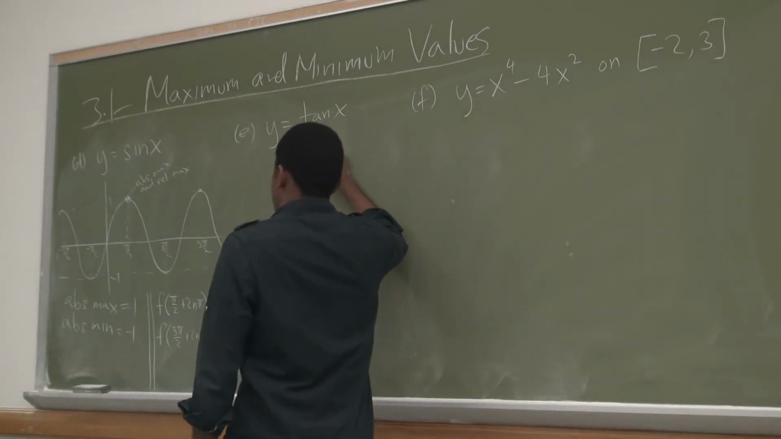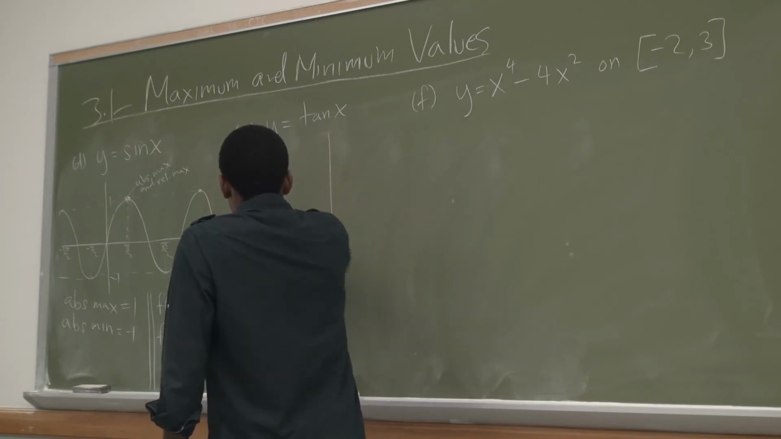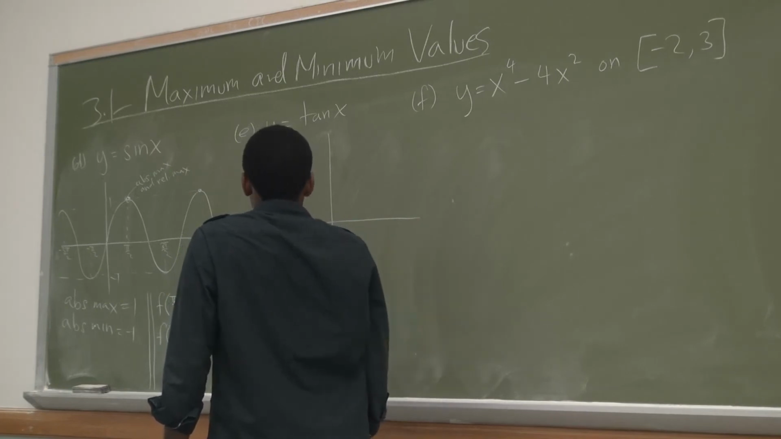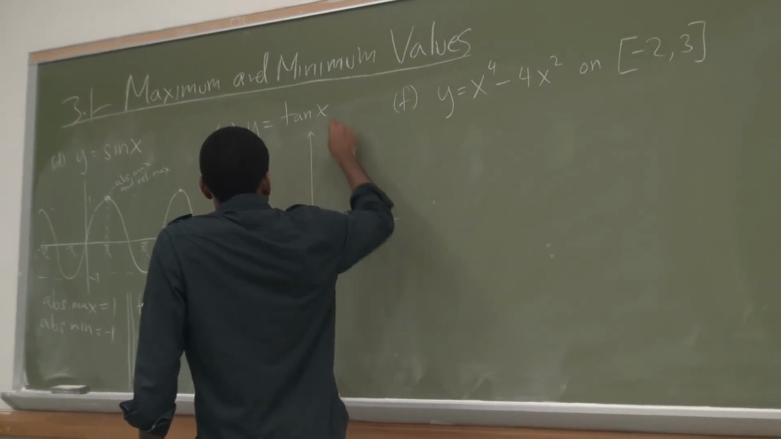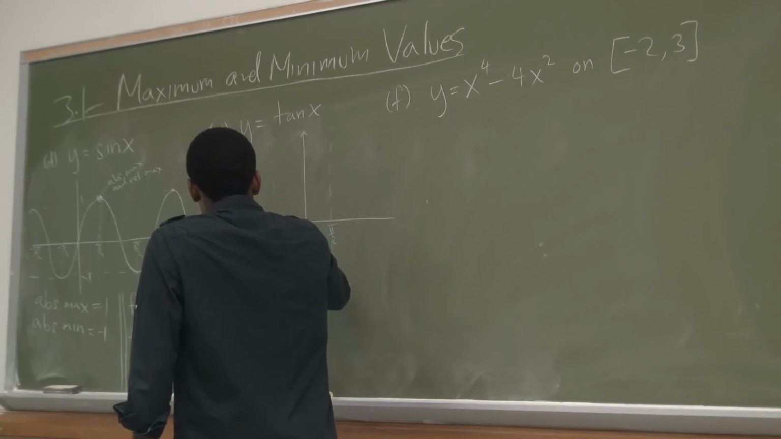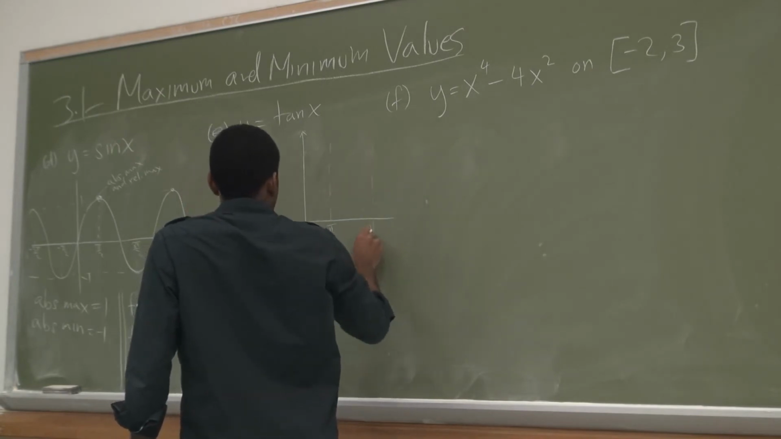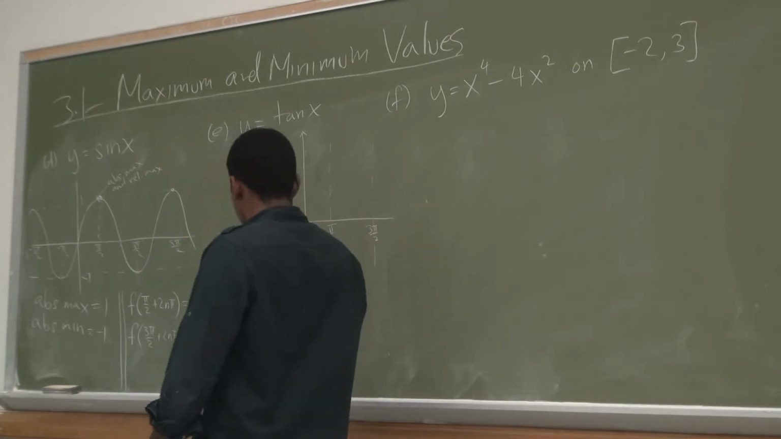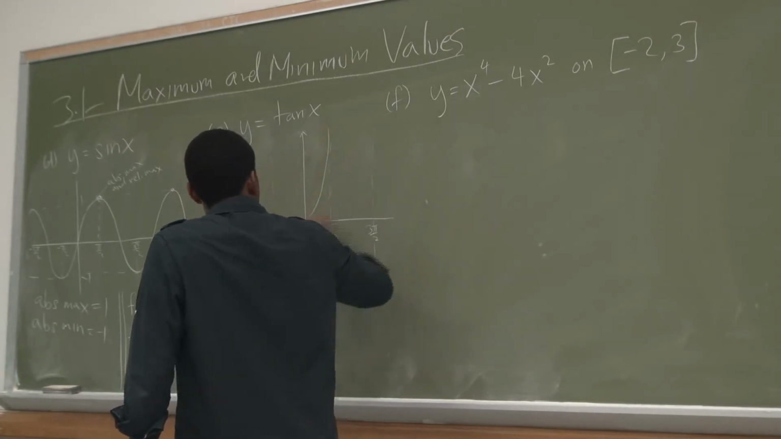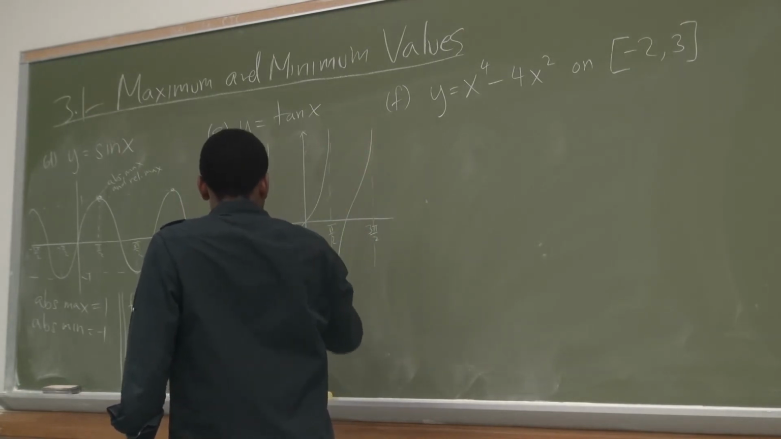What about tangent? Where are the asymptotes of tangent? There's pi over 2. What else? Minus pi over 2, minus 3 pi over 2, and then positive. In other words, the asymptotes are at all odd multiples of pi over 2. That's where it's undefined, and it looks like this. It has none. No extrema.